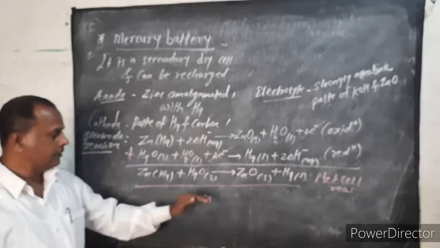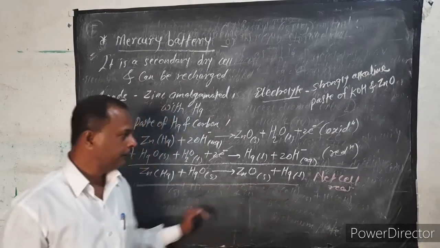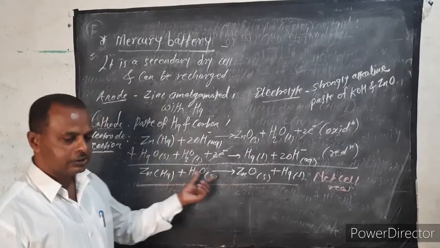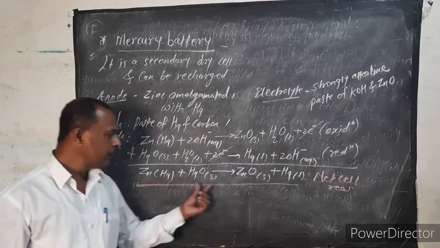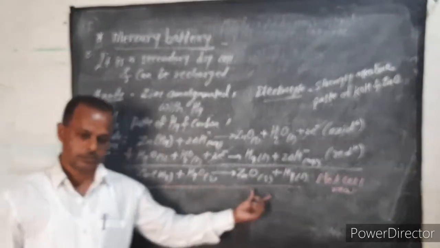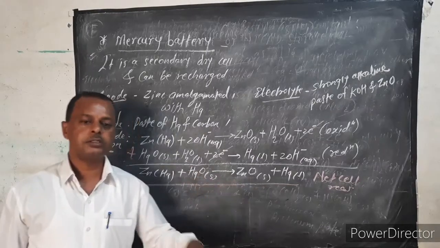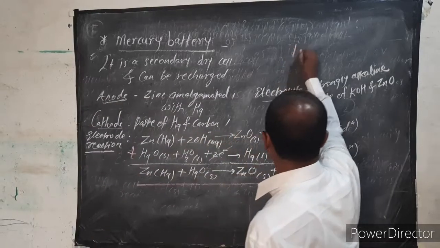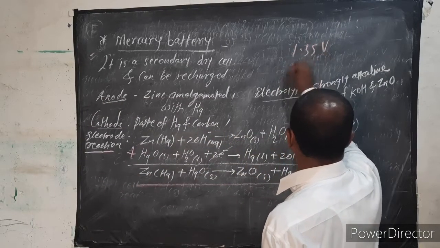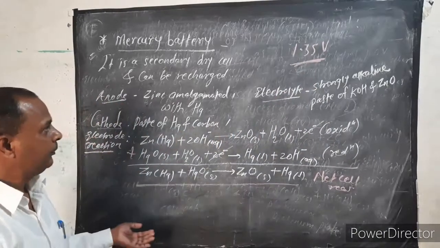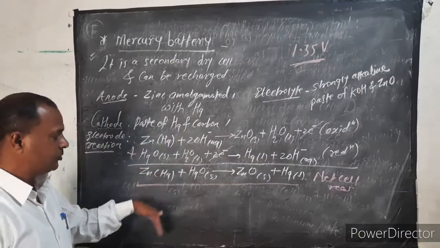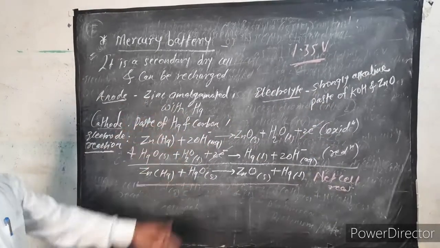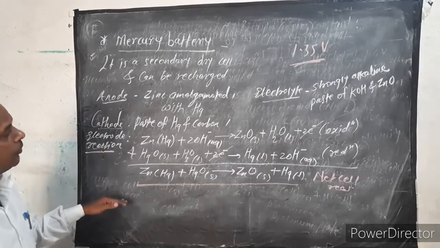The electrolyte remains as is, and everything is in solid form. That's why the properties of the electrolyte do not change here, remaining solid throughout. Therefore there is a constant supply of current, with the same potential voltage of 1.35 volt. It supplies constant voltage and constant current, as compared to another dry cell, the Leclanché dry cell.